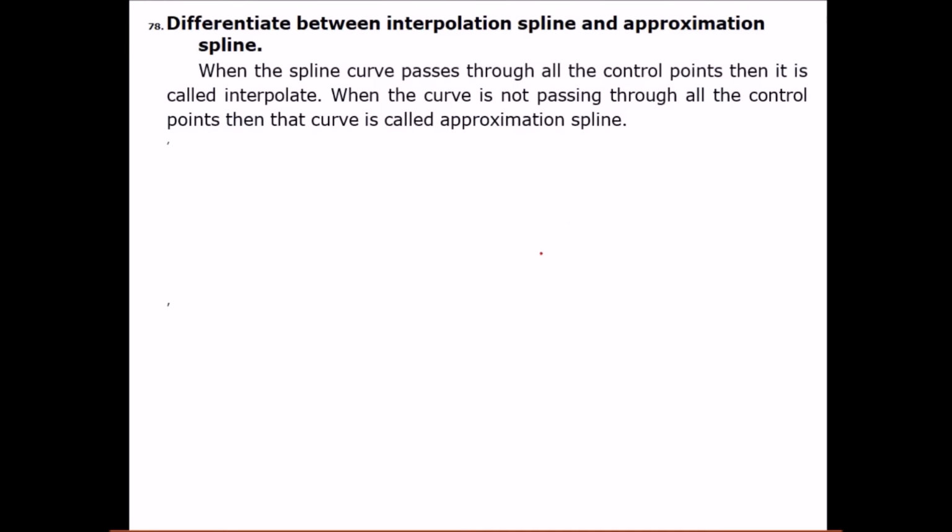Differentiate between interpolation spline and approximation spline. When the spline curve passes through all the control points, it is called interpolated. When the curve is not passing through all the control points, the curve is called an approximation spline.